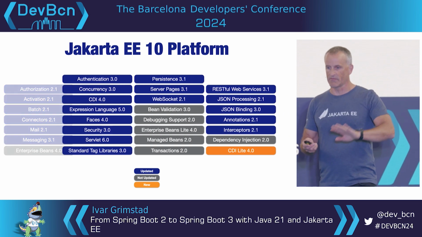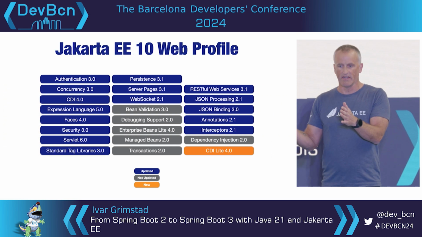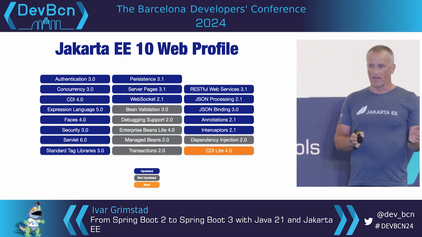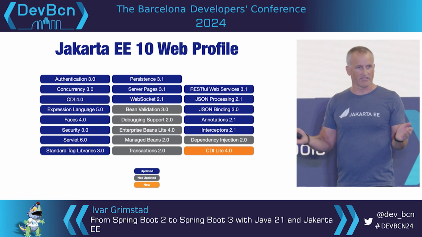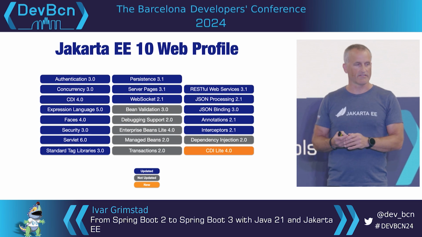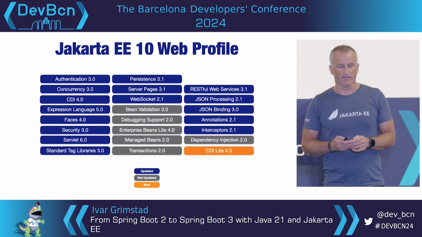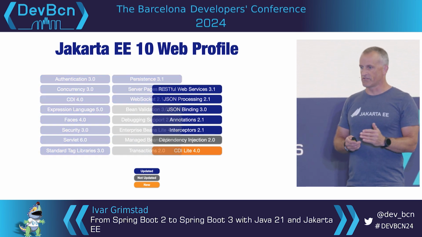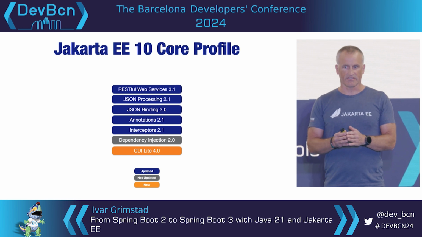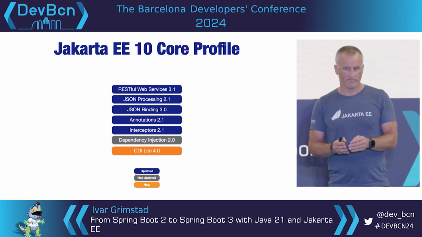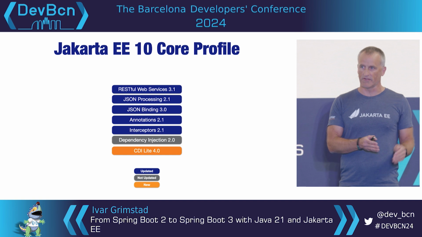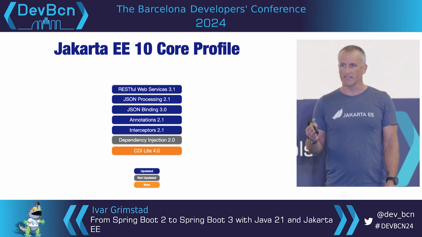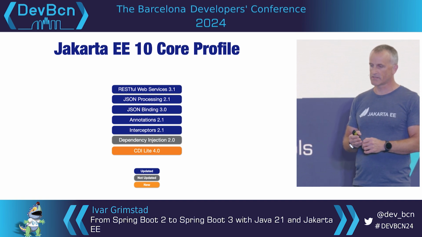If we peel away some of these specifications, we are left with a subset of the platform, which we call the web profile. And the web profile is more targeting the traditional web applications. You have everything here you need to create a normal web application. What we did in 10 was also to create a new profile, which is called the Jakarta EE 10 core profile. And this is the first time we introduced a new profile since web profile was introduced back with Java EE 6. So it's been a while.